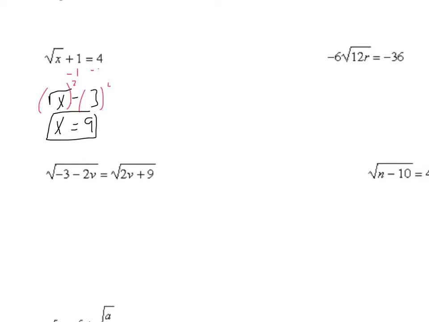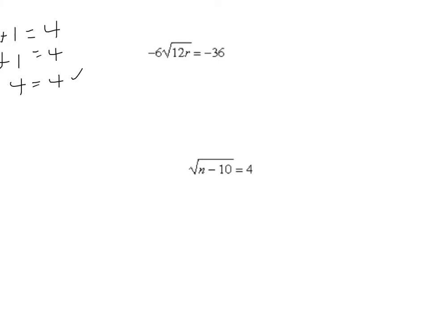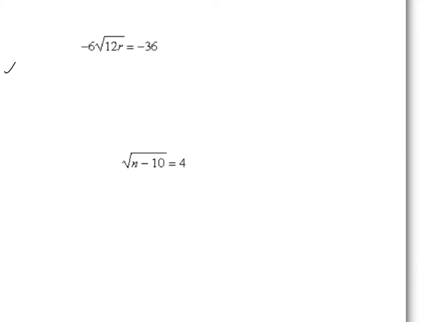We want to check that to make sure it works. If we check that, we get root 9 plus 1 equals 4. Root 9 is 3, plus 1 equals 4. 4 equals 4, and it works. So again, just checking to make sure our solution works. If it doesn't work, it's called extraneous.